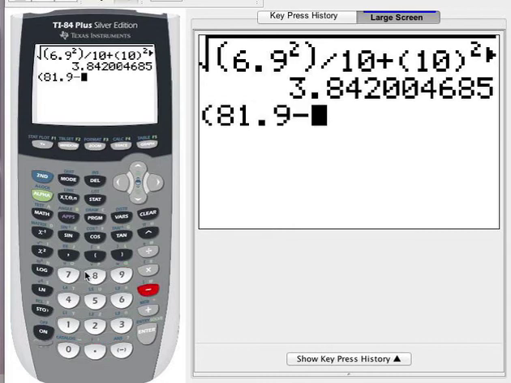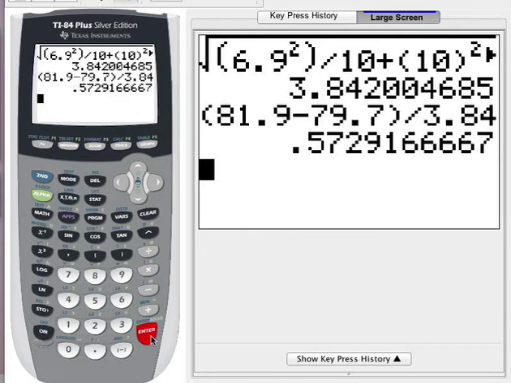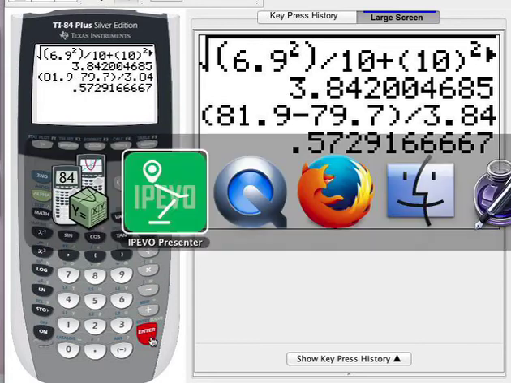I'll subtract the 79.7. Then I'm going to subtract 0, but I don't need to do that, and I'll divide by the 3.84. And this will give us our t-score. So we have a t-score of approximately 0.57.